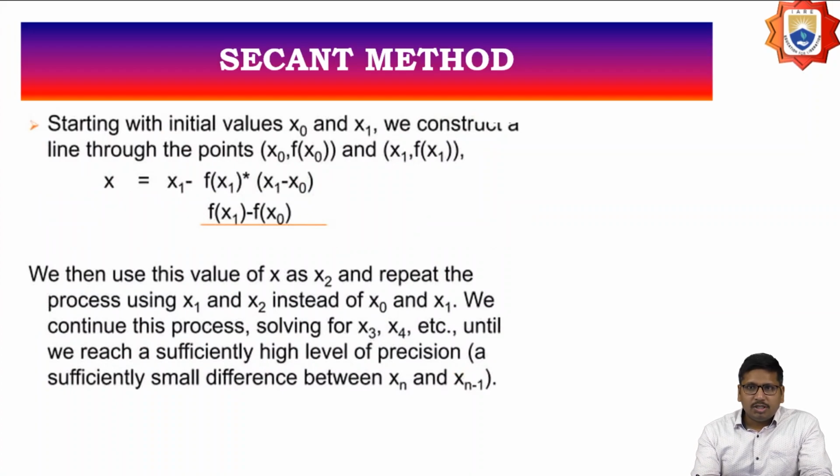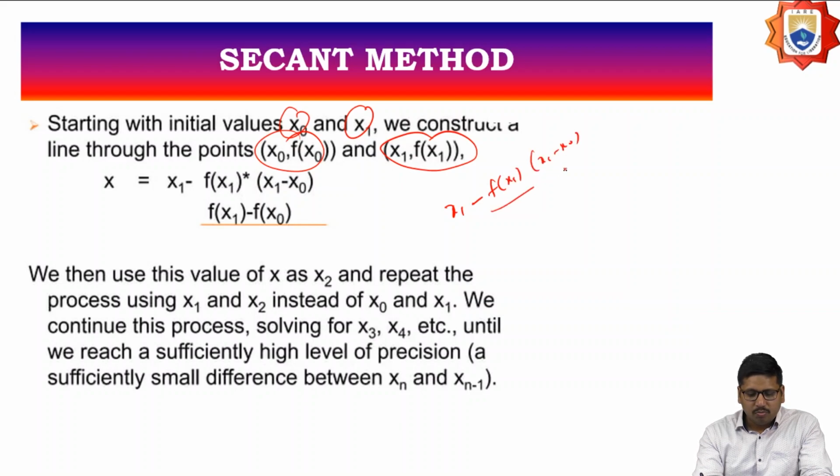Starting with the initial values x0 and x1, suppose I construct a line through the points (x0, f(x0)) and (x1, f(x1)). Then how am I going to find the next value? x = x1 - f(x1) * (x1 - x0) / (f(x1) - f(x0)).